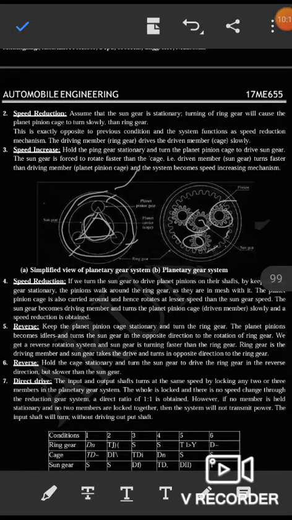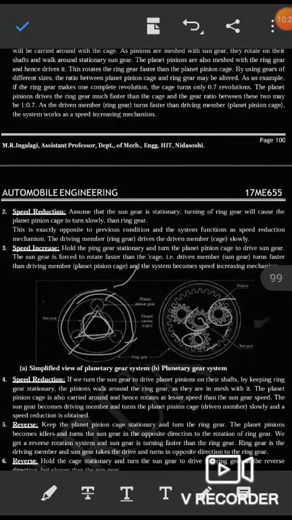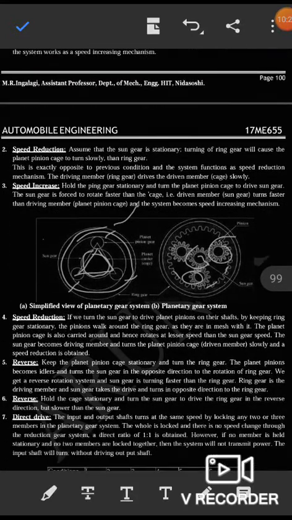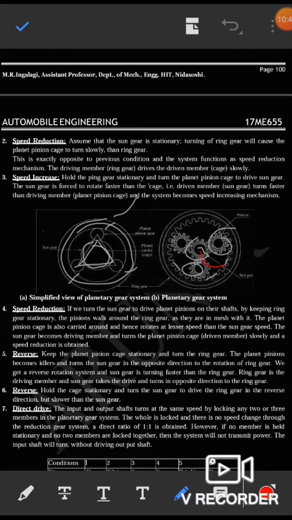Now speed increase. The first one was speed increase. One more combination we have to increase the speed. Hold the ring gear stationary and turn the planet pinion cage to drive the sun gear. The sun gear is forced to rotate faster than the cage. That is, the driven member, the sun gear. So this one is the sun gear.